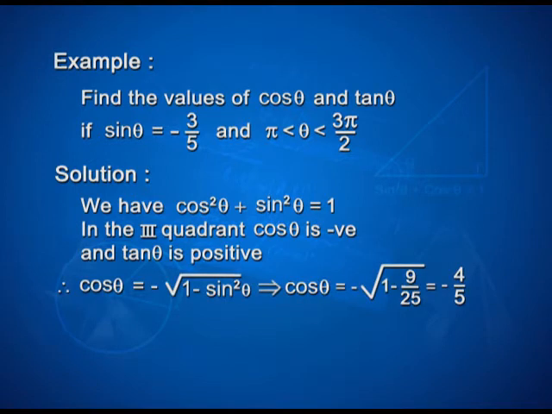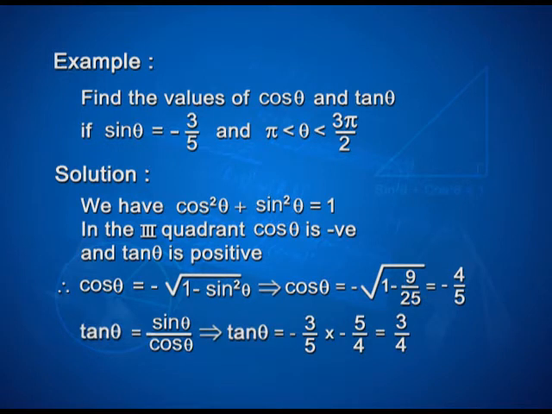Therefore, cos theta is equal to minus root of 1 minus sin square theta, that is equal to minus root of 1 minus 9 upon 25, which on simplification gives minus 4 upon 5. Tan theta is equal to sin theta upon cos theta and can be simplified as minus 3 upon 5 into minus 5 upon 4, that is 3 upon 4. Let us take one more example.